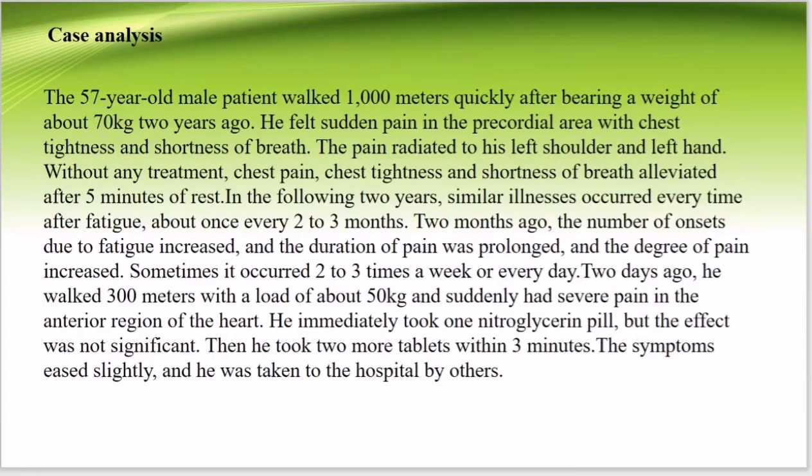Hello, I'm Aurora. This is the case of our group. A 57-year-old male patient walked 1,000 meters quickly after bearing a weight of about 70 kg 2 years ago. He felt sudden pain in the precordial area with chest tightness and shortness of breath. Over the next 2 years, the episodes went from once every 3 months to once every 3 weeks, each lasting about an hour, and the symptoms got worse.